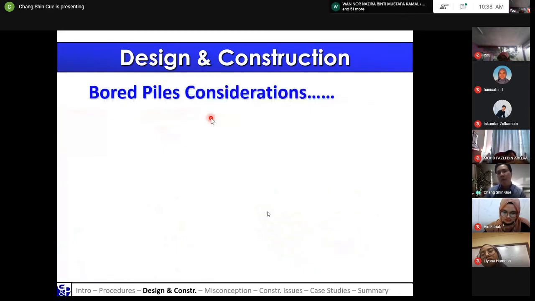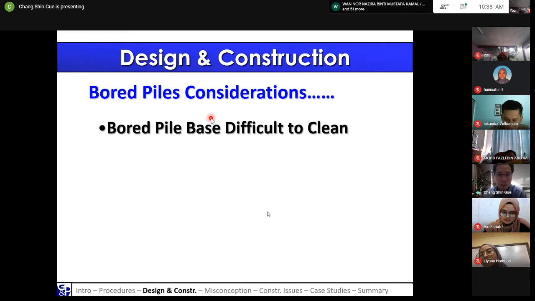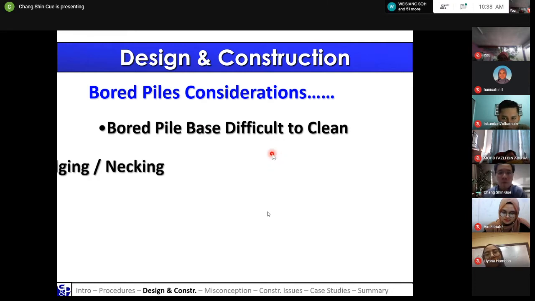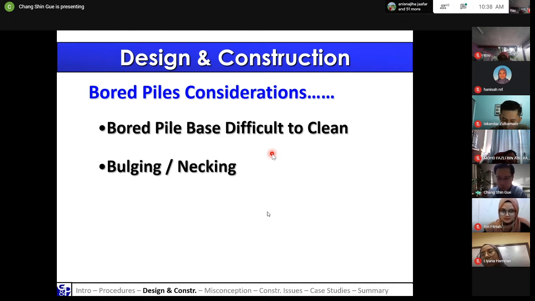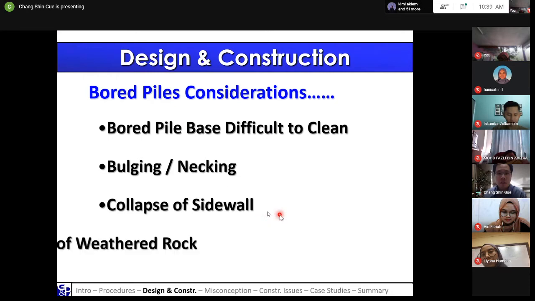If you are using bored piles, some of the considerations you need to be aware of are, like I mentioned before, the bored pile base is difficult to clean, and also there may be bulging and necking because the soil may have soft and hard layers, and also collapse of the side wall. In order to overcome this, you may use casing for your bored piles.